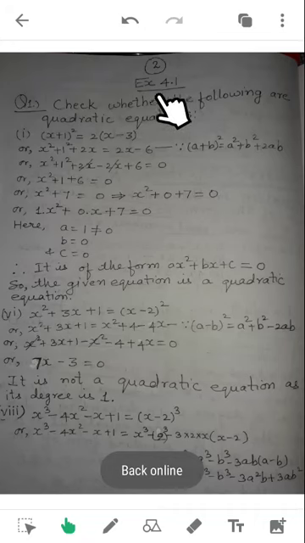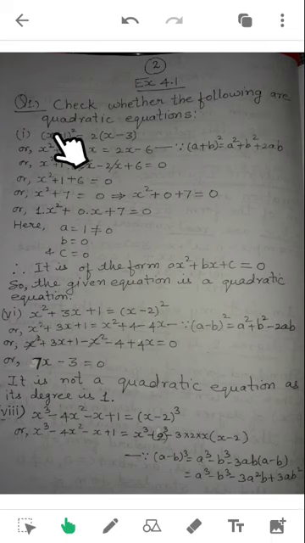Now we are coming to exercise 4.1, question number 1. Check whether the following are quadratic equations. The first equation given to us is (x + 1)² = 2x - 3.